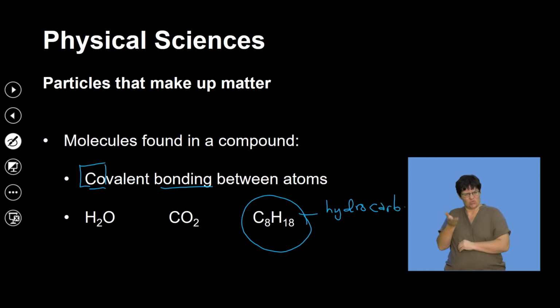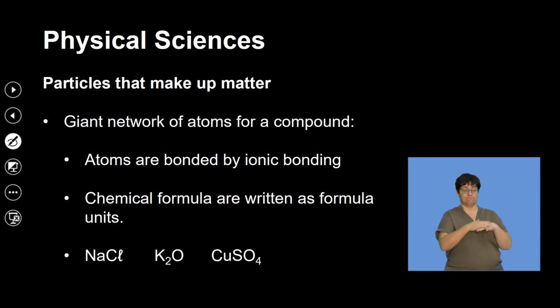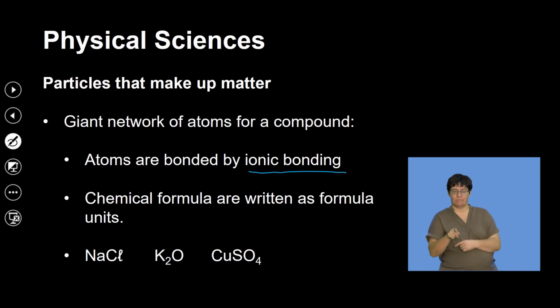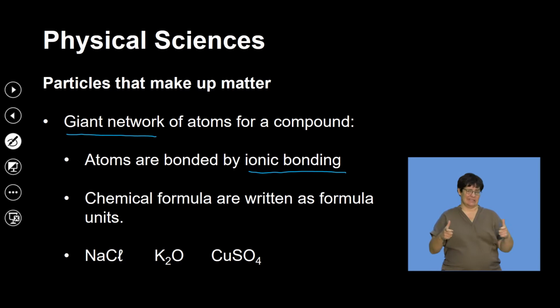Why do we refer to it as a hydrocarbon? Because it consists of carbon and hydrogen atoms that are chemically bonded to each other. So these are molecules because they are covalently bonded to each other, right? Now, as far as the giant network of atoms for a compound, atoms are bonded by way of ionic bonding. We've already mentioned that. So that's the distinction between the particles that make up an ionic compound versus those that make up a covalent compound.